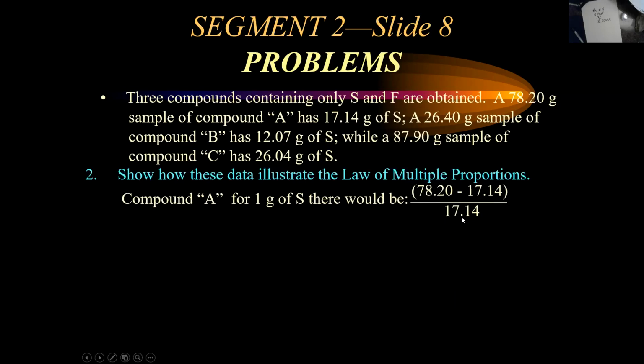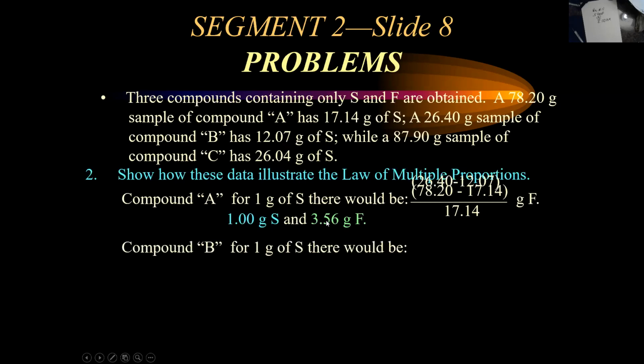Okay, and now if I divide that by 17.14, then the amount of sulfur I'm assuming would be 1 gram. So 1 gram of this, and it's got 17.14 grams of sulfur. Remember, we're doing a conversion: 1 gram of sulfur, 17.14 grams of sulfur, to grams of fluorine up here. We do the math, and what we're going to get is 1 gram of sulfur is combined with 3.56 grams of fluorine. Now we do the same calculation for compound B.